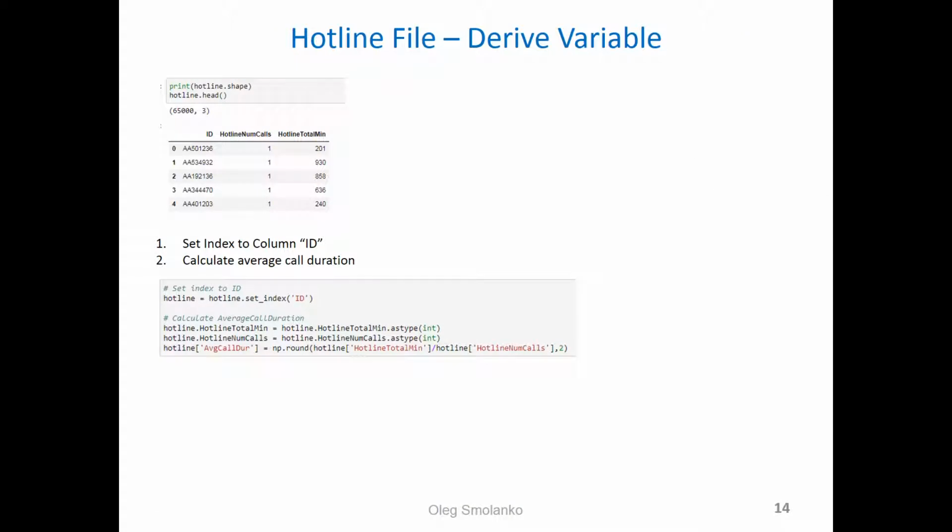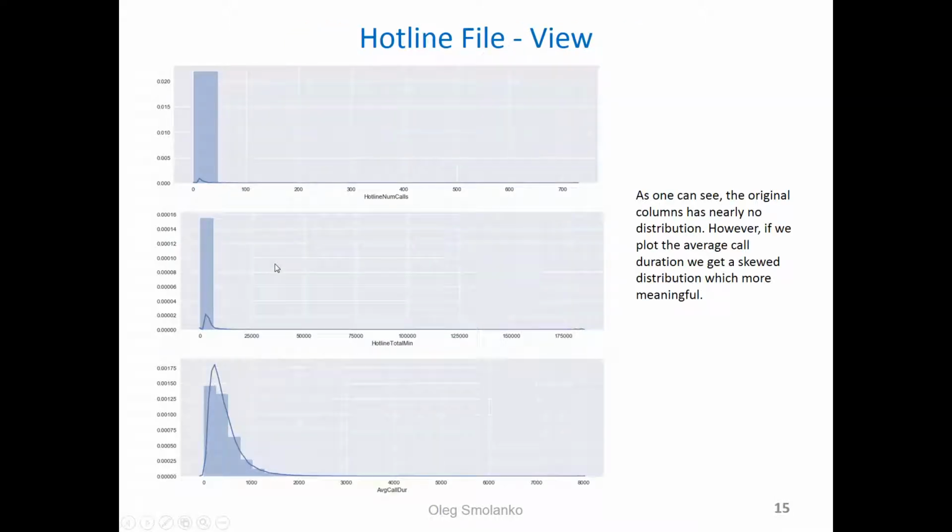For the hotline file, we have, as mentioned before, only two columns. In that case, I set my column ID to the index, and in addition, I calculate average call duration. If we look now at the distribution of the columns, we can see that there are a lot of calls which are probably 1, 2, or 3, but very few which are greater than that. The same goes for the total minutes spent on the phone.